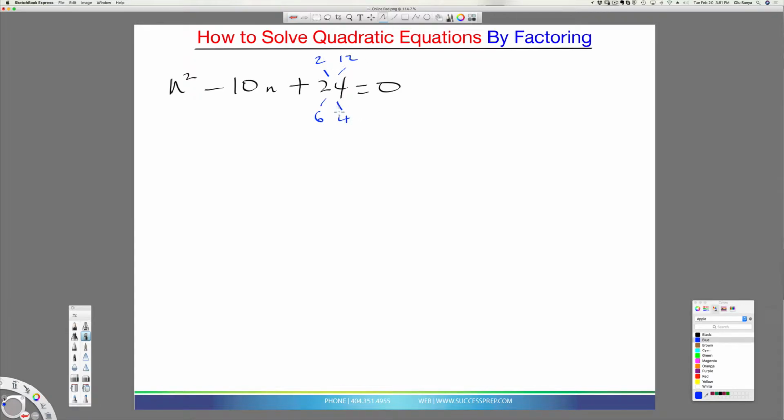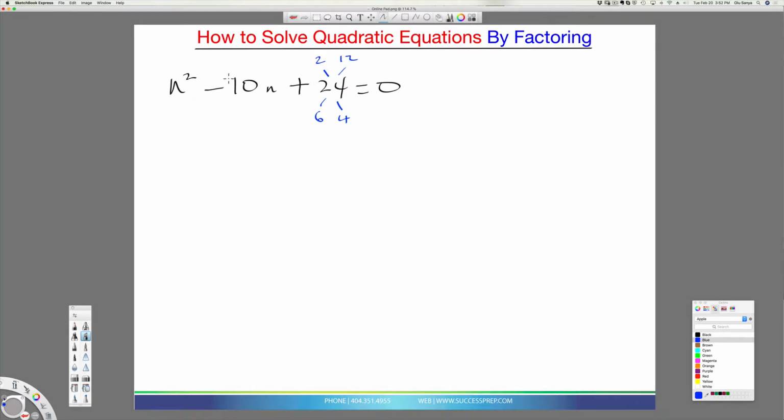So how do you know which one of these? Because in each one of these, like in 2 and 12, you could subtract that and it gives you a 10. And in a 6 and 4, if you add those, they could give you a 10. So which one do you go with? That's a very great question. What you want to do is look at this sign here. If this sign is positive, it means that the signs of the two things you're using have to be the same. And if this was negative, it means the signs of the two things you're using must be different.